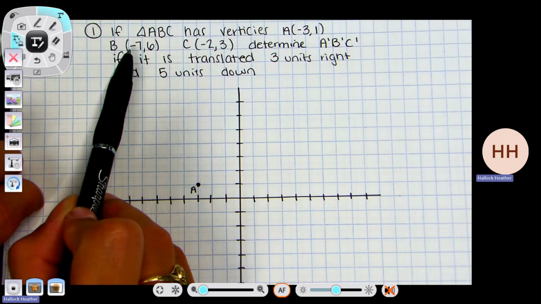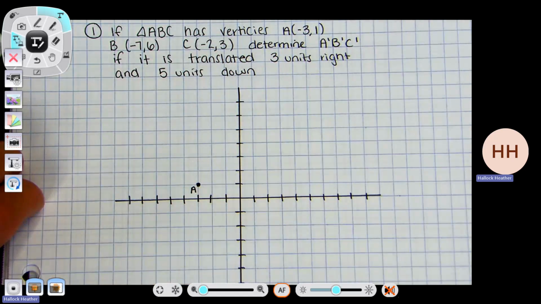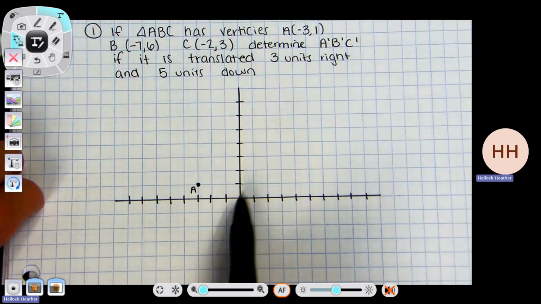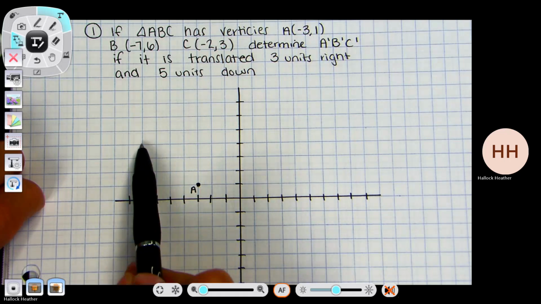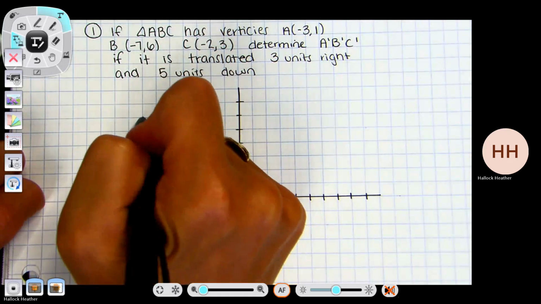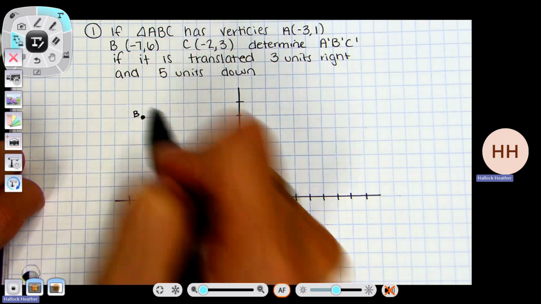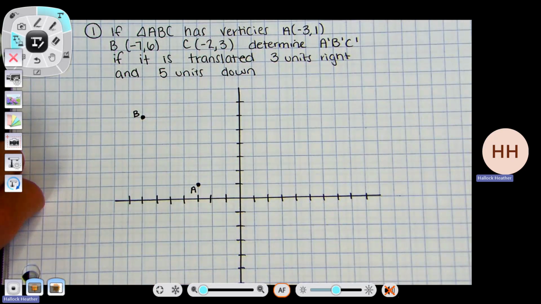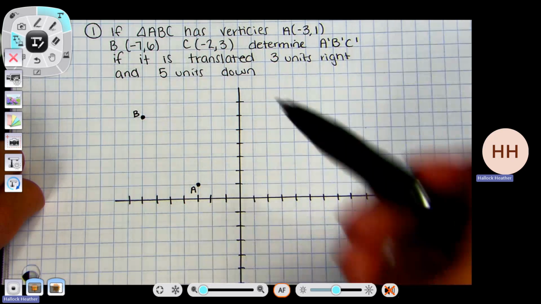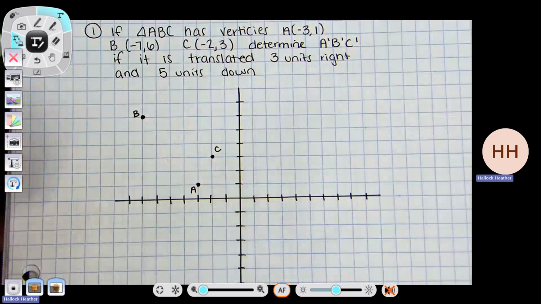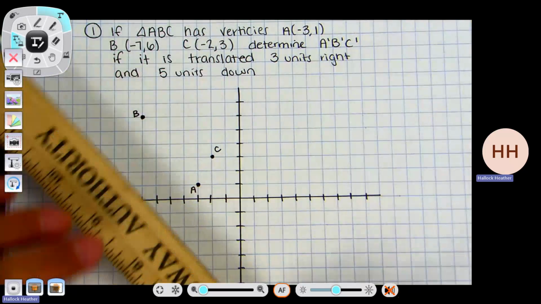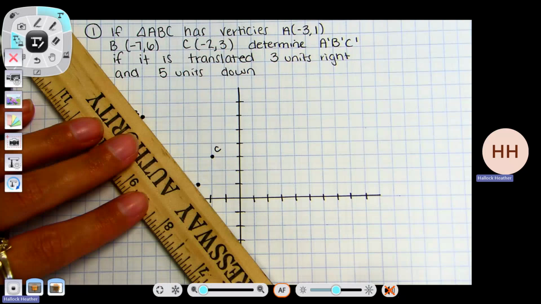B is -7, 6. So you're going to the left 7, and then you're going to go up 6. So B is up here in this corner. And then C is -2, 3. So once again, starting at 0, 0, if I go left 2 and up 3, 1, 2, 3, here's C. It looks a little funky, but it is a triangle. So take a second, make sure you can connect your sides to make a triangle.